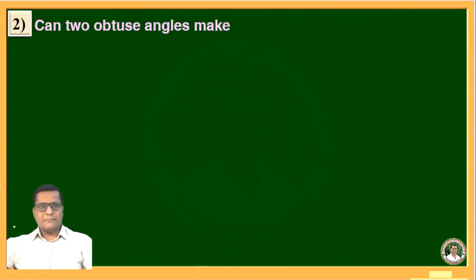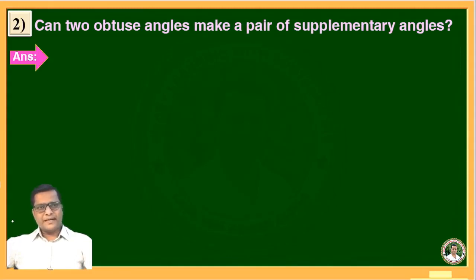Second question is, can two obtuse angles make a pair of supplementary angles? We know that the supplementary angles, what are the supplementary angles? The sum of the measures of two angles is 180 degrees. And what is an obtuse angle? The angles having measures more than 90 degrees. If we take two angles more than 90 degrees, then the sum is more than 180 degrees. Therefore, here what is the answer? The answer is no. But how to write that, we will see here with the help of a figure.